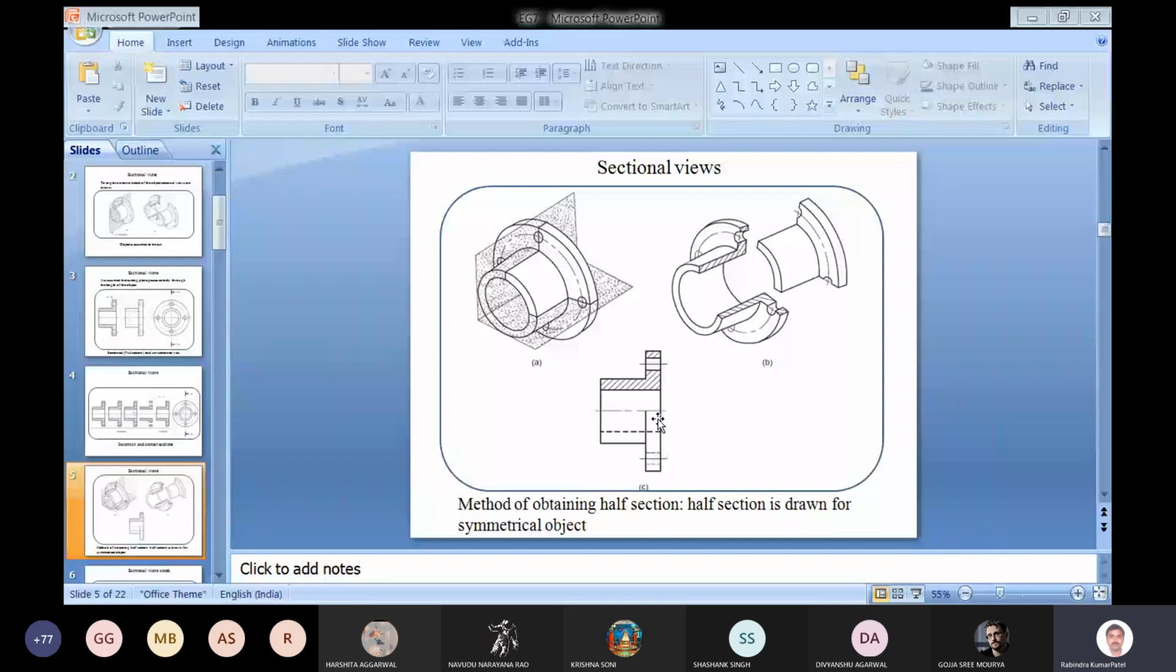So here both things are there. In the lower half part, we haven't shown the section, so dashed lines are there, and in the upper half of this front view, we are showing the section, so we will not show the dashed lines in this upper half. So like this we can show the half sectional front view. This is the half sectional front view.